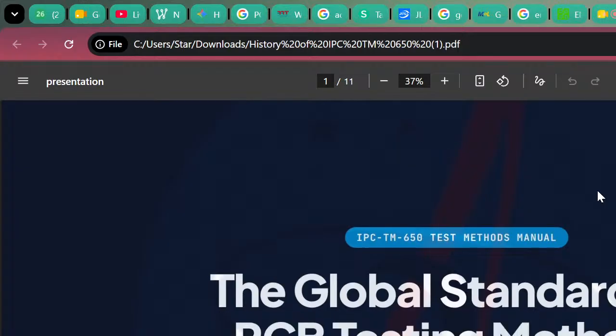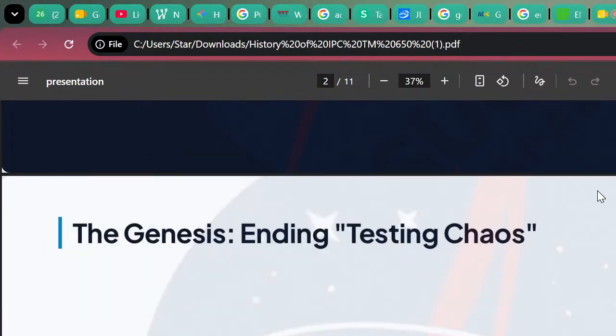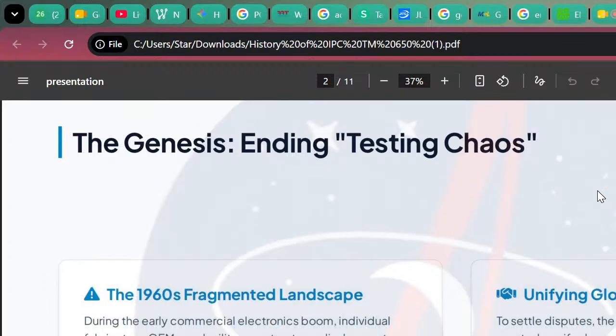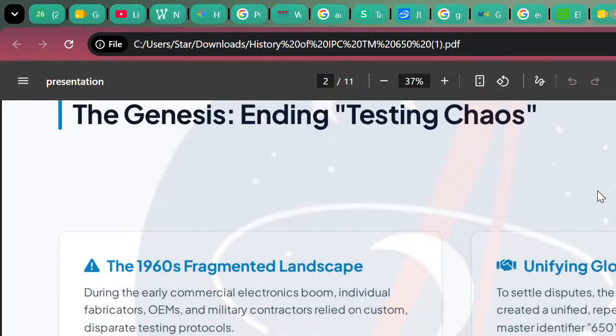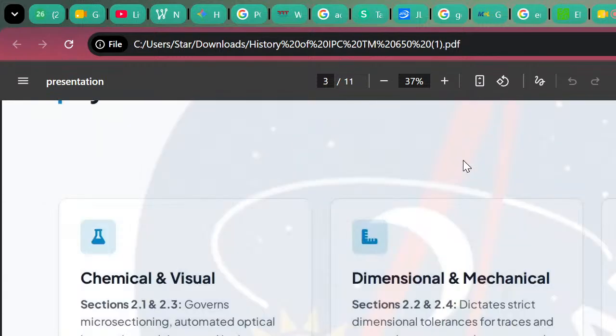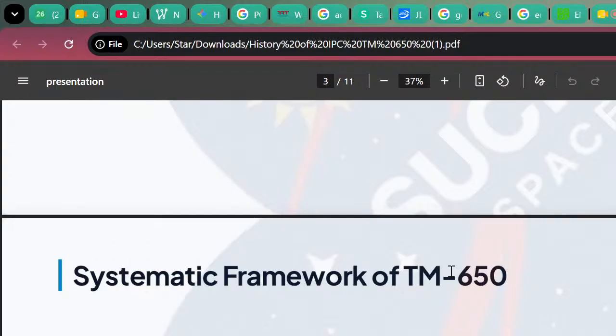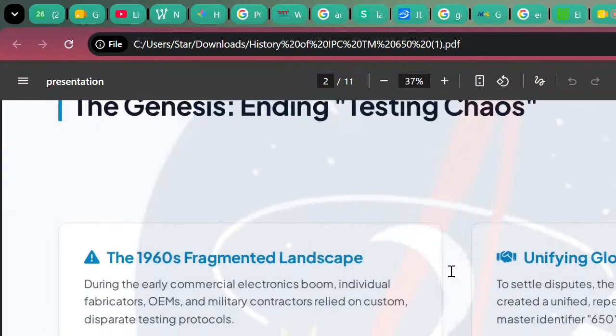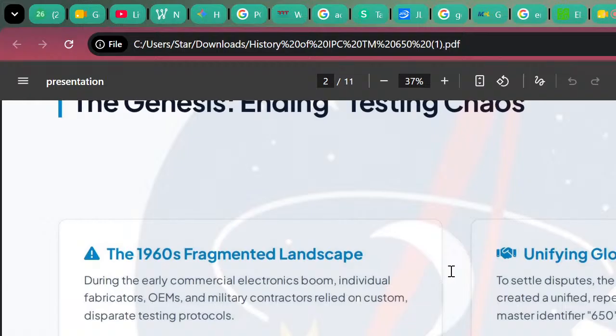So this is the global standard for PCB testing methods. All these rose tests came into the picture in the 1960s. There is a specification called TM-650. See, earlier during the 1960s, there was no specific method through which we could assess the quality of a PCB. Different manufacturers had their own tests. I am a PCB manufacturer, I have my own test to assess the PCB quality. You are another manufacturer, you have your own test. So different companies had different tests.